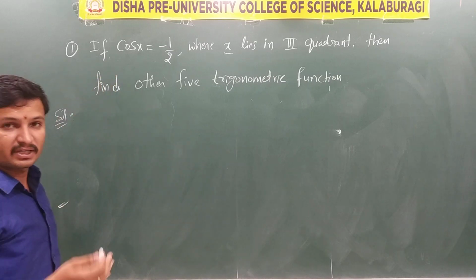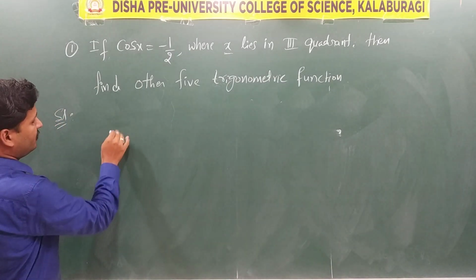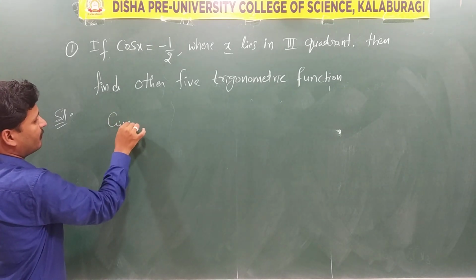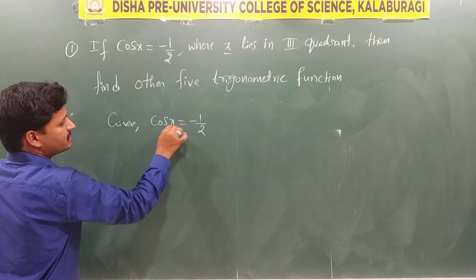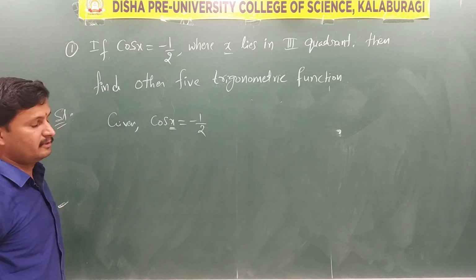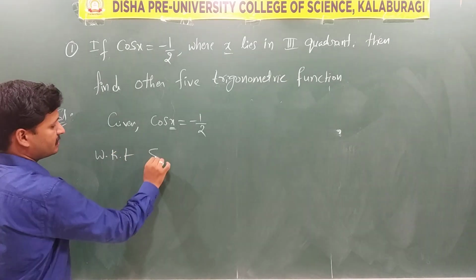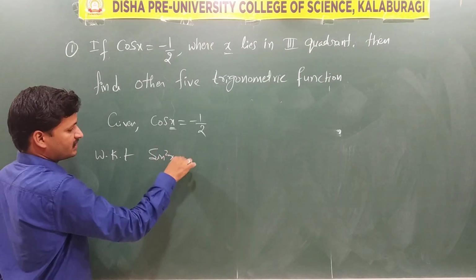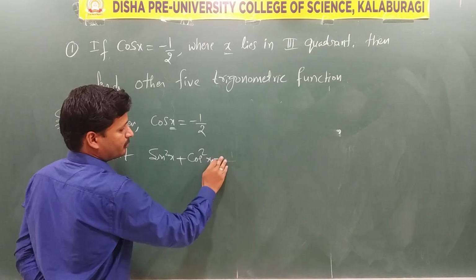Same question only, by using identity. Okay, yes. We know here given cos x is equal to minus 1 by 2. Here x lies in the third quadrant. We know the identity, that is sin square x plus cos square x is equal to 1.